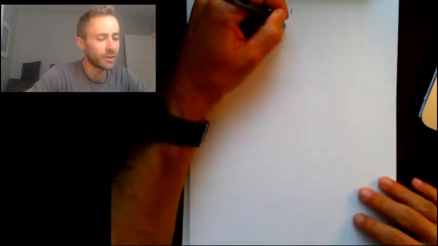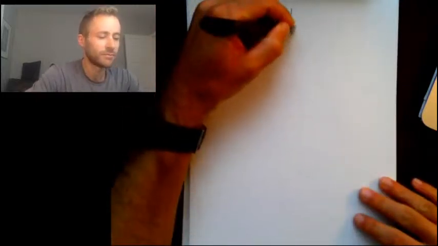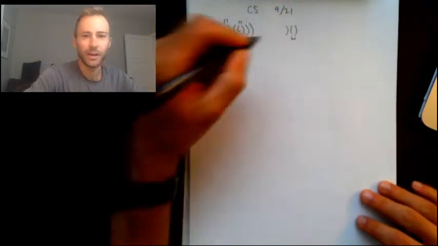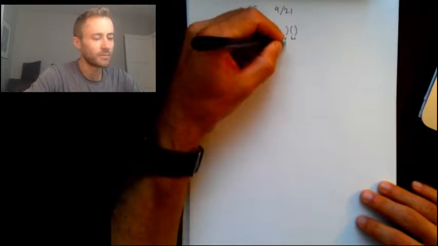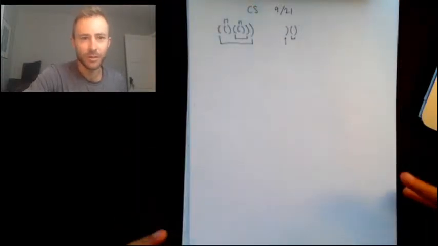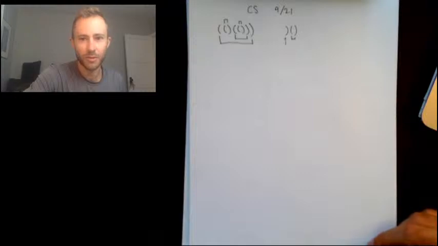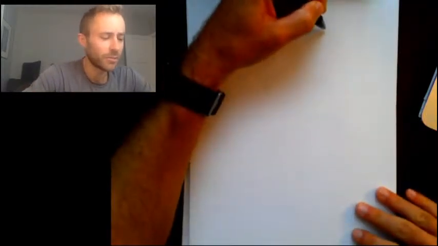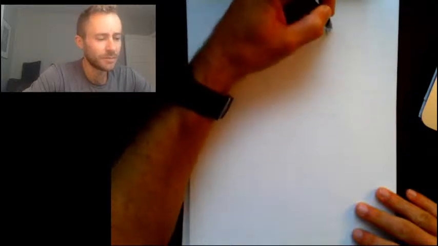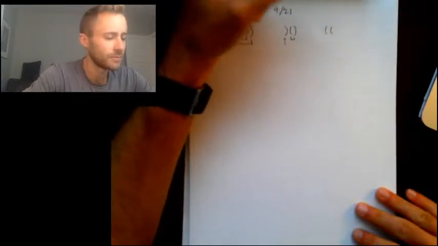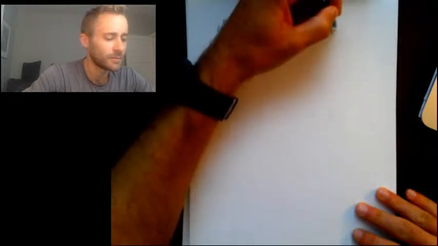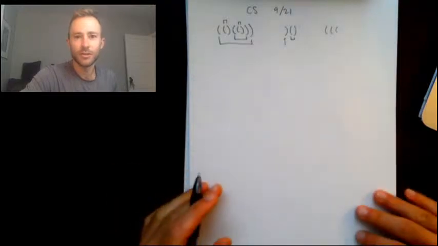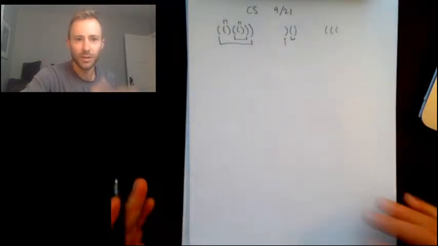If you have something like this, that does not make sense because these two go together, but this one closes a parentheses, but it doesn't have anything that opens it. Similarly, if you had something like this, these are just all open parentheses, so none of them are closed.